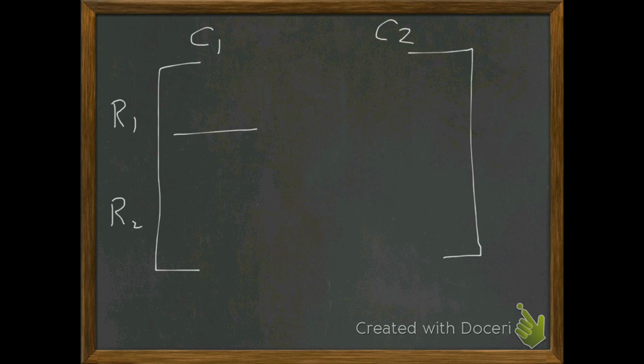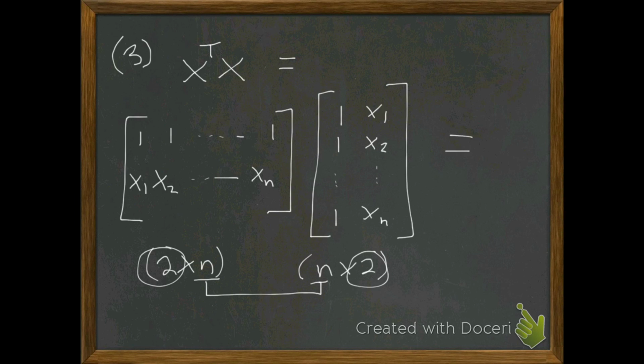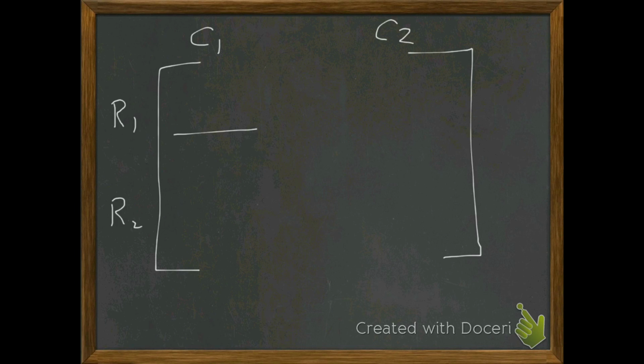All right, let's examine this. This is going to be a linear combination of our row 1 and column 1. So if we examine our row 1 with our column 1, we're going to get 1 times 1 is 1, plus 1 times 1 is 1, plus 1 times 1 is 1. Okay, I'll stop. So 1 plus 1 plus 1 plus 1 plus 1, n times, is just n.